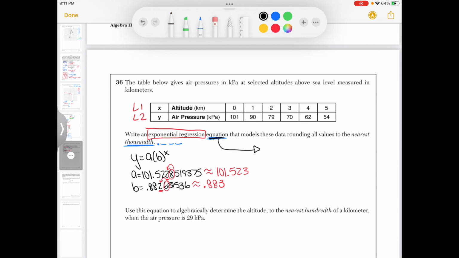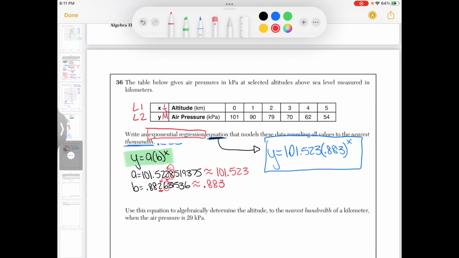Still not my final answer because I haven't written the equation. The answer is going to be those red rounded values plugged into your given format, that highlighted piece right there. So my answer is going to be y equals, I plug in my a, which was 101.523, times my b, which is 0.883, raised to the x. There's my equation.